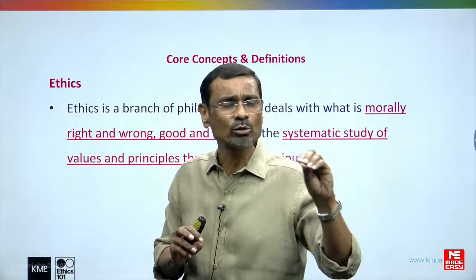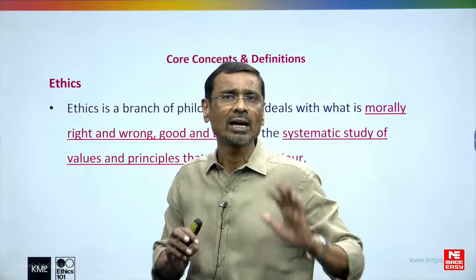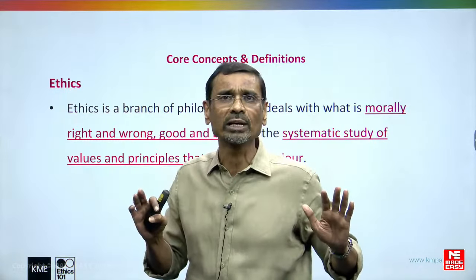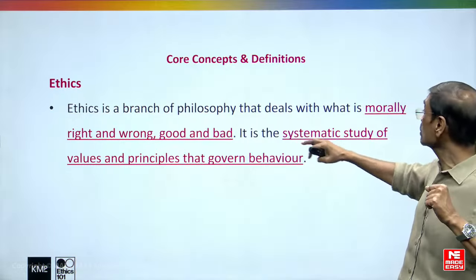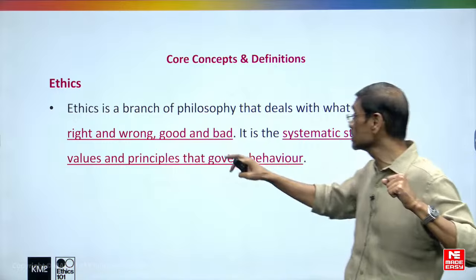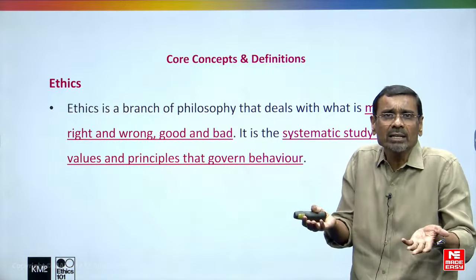Every decision is about right and wrong. Every decision is about good consequence or bad consequence. And ethics revolves around these four words only: right, wrong, good and bad. It's a systematic study of values and principles that govern behavior. That's it. It systematically studies what is right.